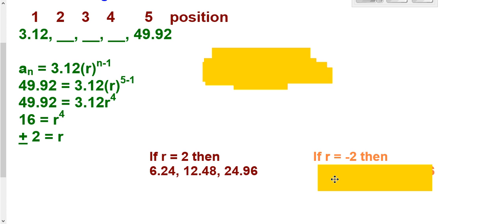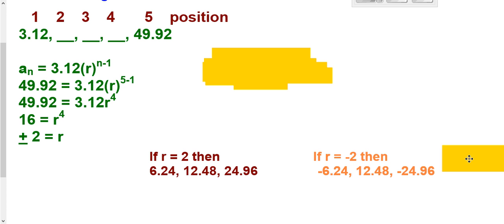Then you also want to go ahead and find your other geometric means with r being negative 2. So you take your 312 times negative 2 and you get negative 624. Multiply by negative 2 gives you positive, and then multiply by negative 2. And so that's how you get your geometric means.